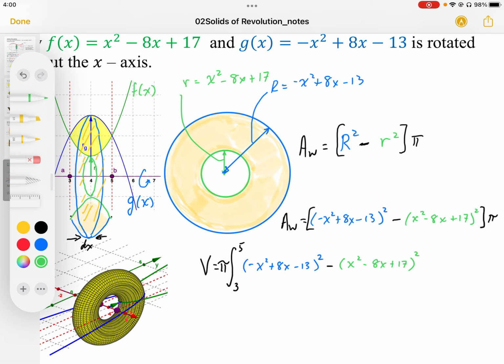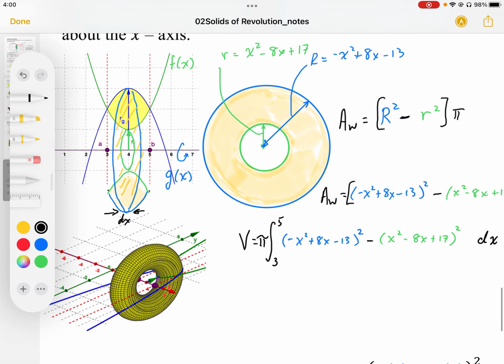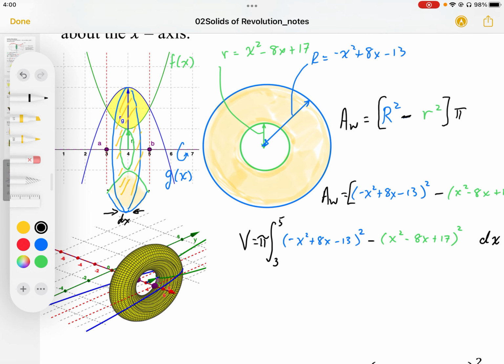And again, I'm squaring and then subtracting. Because I'm subtracting the areas, I'm not subtracting the radiuses. And then I'm going to multiply that all by a thickness of dx. This expression represents the integral that will calculate the volume of this donut that I'm going to generate by rotating around the x-axis.